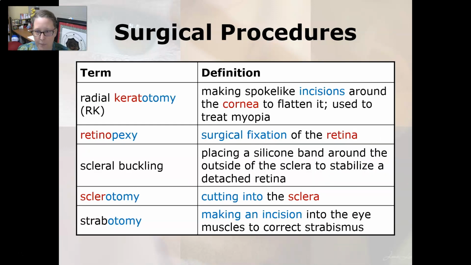Radial keratotomy is making spoke-like incisions around the cornea to flatten it. It is used to treat myopia. Retinopexy is the surgical fixation of the retina. Scleral buckling is placing a silicone band around the outside of the sclera to stabilize a detached retina. Sclerotomy is cutting into the sclera, and strabotomy is making an incision into the eye muscle to correct strabismus.